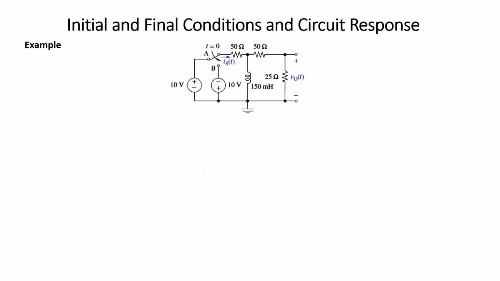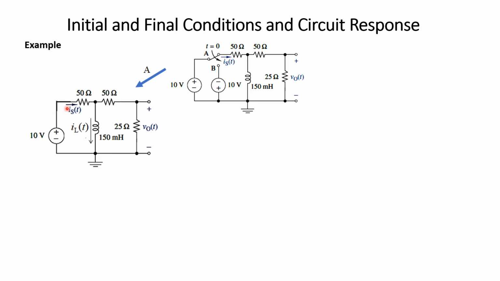Initial and final conditions and circuit response. So this is a circuit I have chosen for you, and in this circuit, look at the switch. The switch is in position A for a long time, theoretically from minus infinity to t equal to 0, and at t equal to 0 we move the switch from position A to position B. As long as the switch is in position A, this is the condition of the circuit.